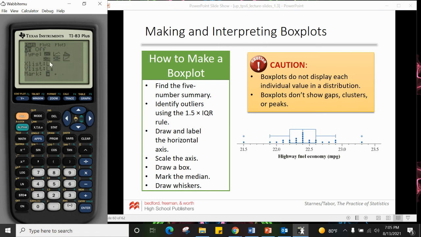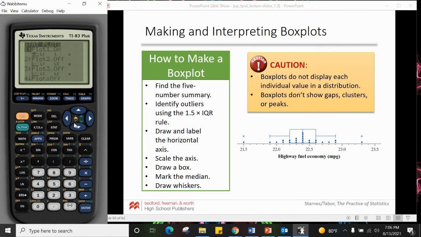You can see how this first one has dots in it. I'm going to tab off so you can see it. There's a couple of dots in it, and this one has no dots. We use the one with the dots because it will show us if there are any outliers or not. So click on that. My data is in L1 and my frequency is 1. Now I want to graph it, so I'm just going to go zoom, and if I tab down to ZoomStat, which is 9, it's going to show me the box plot. So zoom 9.